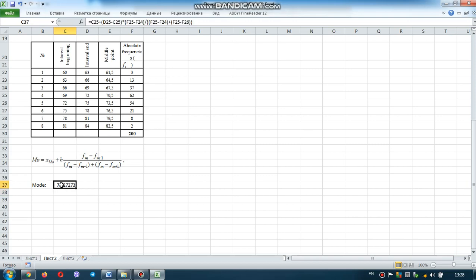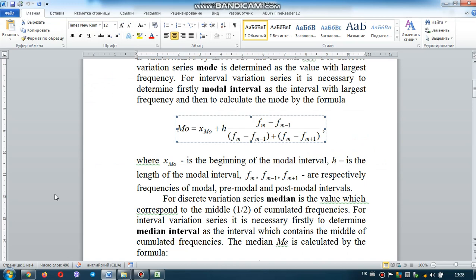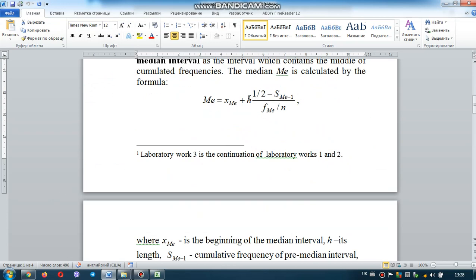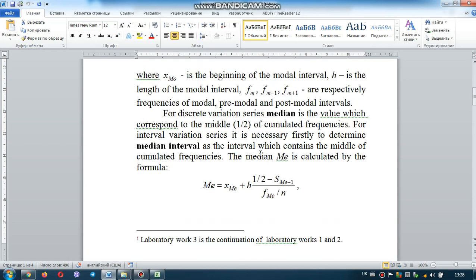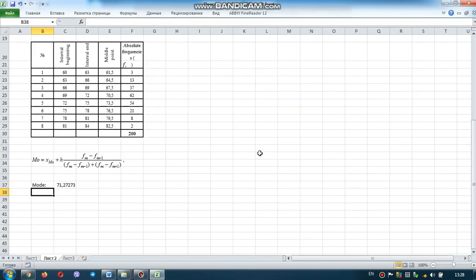So we have already obtained the mode value. And now we have to calculate the median value. In this formula we have XME. XME is the median interval. In our case, it coincides with the model interval because it is located in the center of our range. Median value is the value that is located in the center of our range.